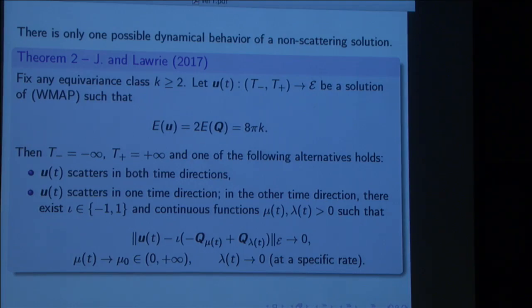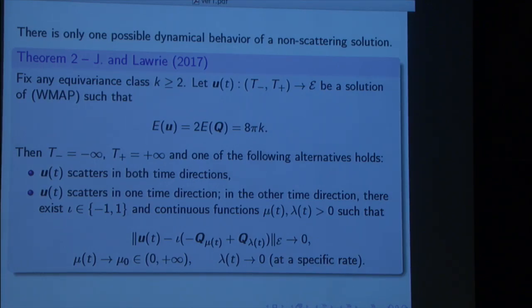Okay, can you say something about why you have minus Q plus Q? This is the attractive case. So you show that you can't have plus Q, or well, in the radial case, this is impossible, because any such solution would have energy strictly larger than 8kπ. And in the non-equivariant case, I don't know.